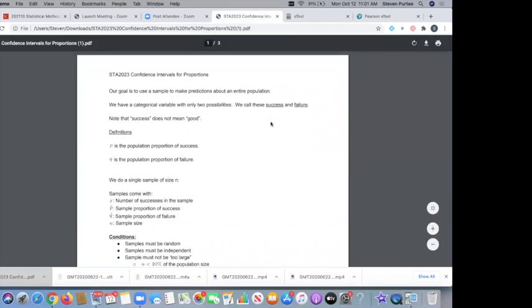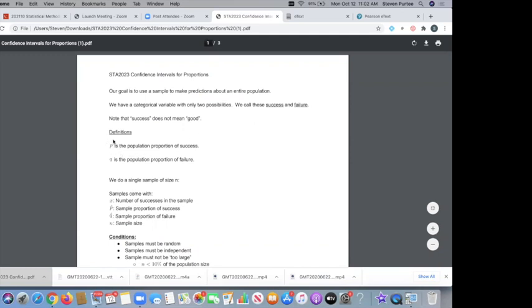Okay, so we're dealing with proportion problems. All of test 3 is proportions. All of test 4 is means. So we're going to have some categorical variables, success and failure. You have to know what all the letters stand for. That's going to be the very first question on test 3: identify all the different variables we're using for this topic. Because if you don't know the variables, you're going to get every question wrong. You have to know all of our variables.